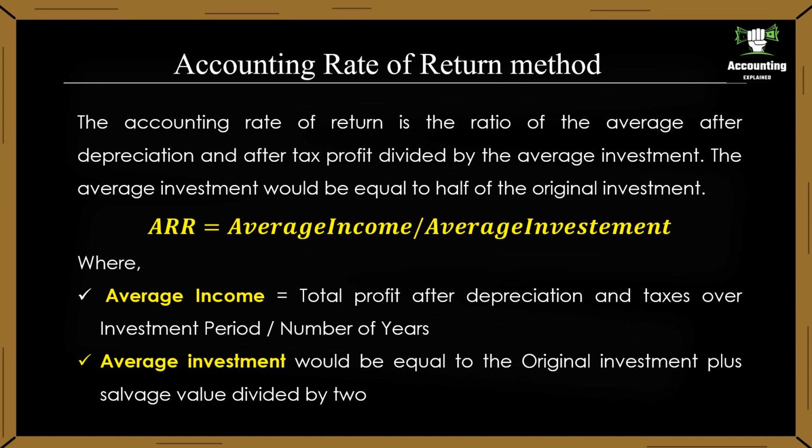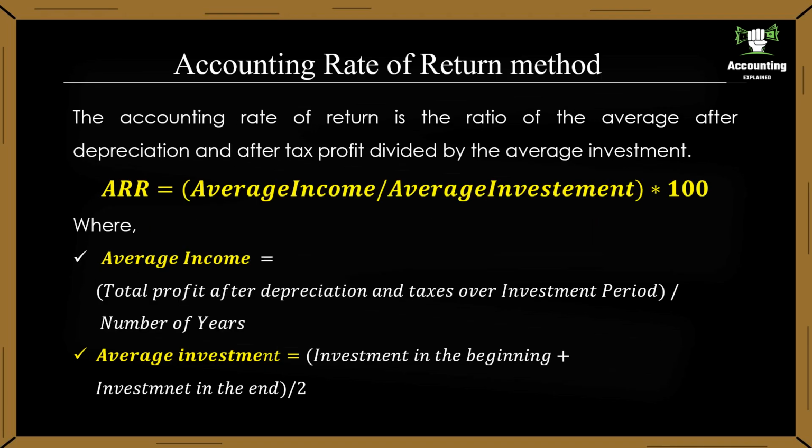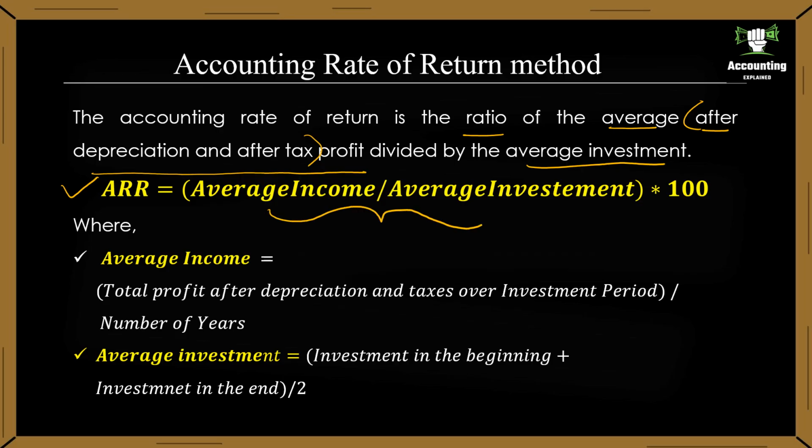Let me give an introduction for ARR before proceeding to the question. Let us learn the formula for finding ARR. The accounting rate of return is the ratio of the average after depreciation and after tax profit, that is profit after depreciation and after tax divided by the average investment. Therefore, ARR is equal to average income divided by average investment into 100.